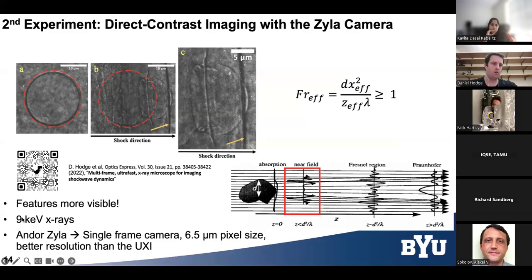And at this point, we're at a pretty similar energy to the last one, 9 keV, right? So we are at a similar energy, but because we didn't introduce as much phase contrast, or the refraction doesn't have as much of an effect, we can actually see a lot of features. And this is a lot less grainy because we were using this Xyla camera with a 6.5 micron pixel size, so we have better resolution. There's a trade-off with resolution here. You can get multiple frames at lower resolution, or you can get a single frame at better resolution.